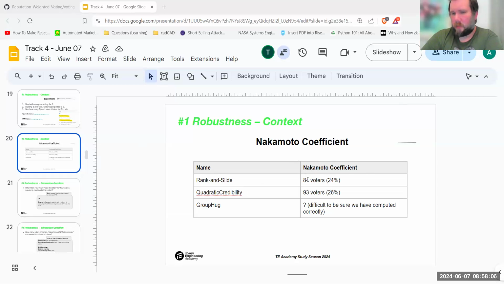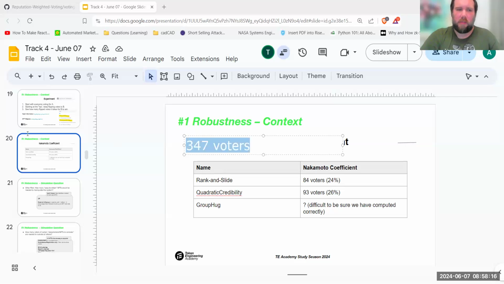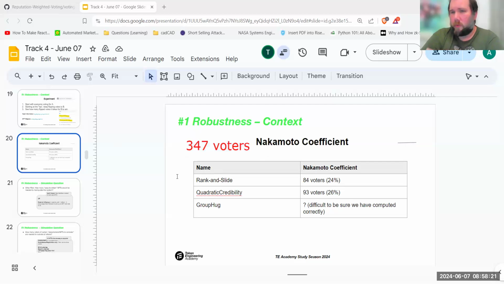Number of voters is 347, and that's basically assuming that everyone who was eligible to vote on May 28th would show up and vote. What we will do for further refinement is look at different situations where not everyone votes and see if the Nakamoto coefficient remains robust in those situations. But that's the initial number, and that's how it was chosen. Also a good question. Very good question.